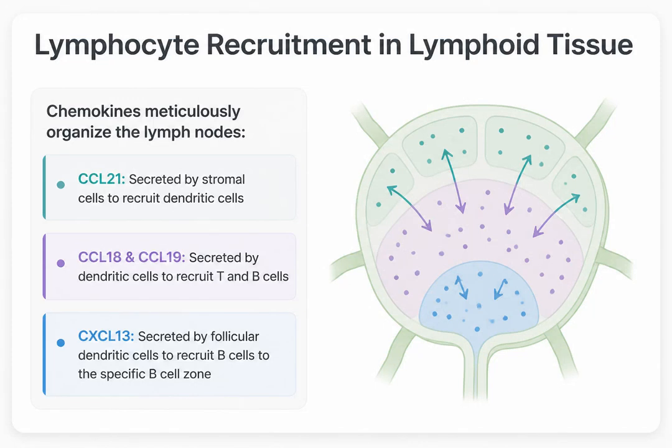Lymph nodes are incredibly organized structures, and that organization is entirely driven by chemokines. Stromal cells release CCL21 to bring in dendritic cells, which in turn release CCL18 and 19 to pull in T and B cells from the bloodstream. It is a highly coordinated chemical relay race that ensures the right cells meet at the right time.